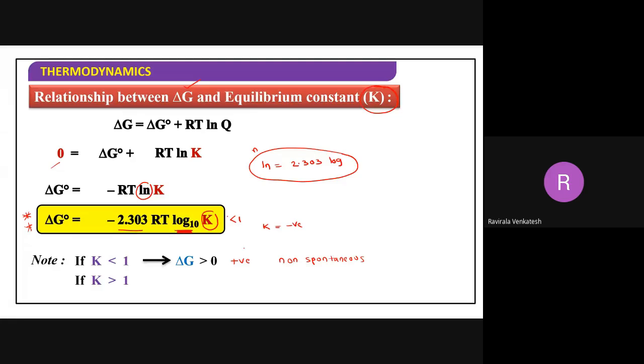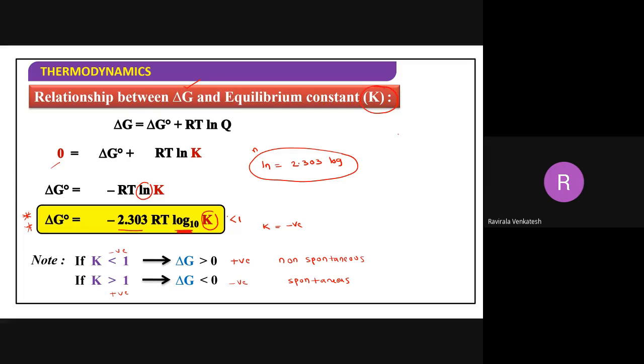Next, if K is greater than 1, then log K will be positive. Then delta G naught becomes negative, less than 0. It becomes spontaneous. So based on this, whenever K is less than 1, the reaction will be non-spontaneous, and when K is greater than 1, the reaction is spontaneous.